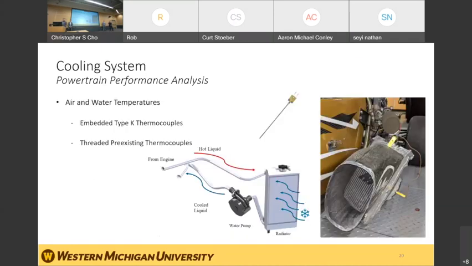So the cooling system on the FSAE vehicle is equipped with a Davies-Craig electric water pump, a Mishimoto aluminum radiator, as well as aluminum lines. It already has pre-existing thermocouples installed at the engine exit, as well as the radiator exit, to record water temperatures. So to add to the project, we installed Type K thermocouples in the air inlet and air exit of the radiator as well to give us further cooling analysis.